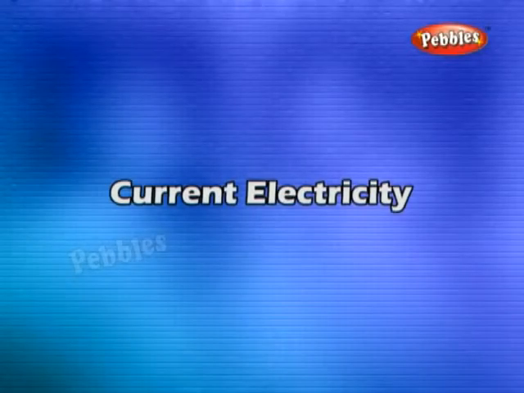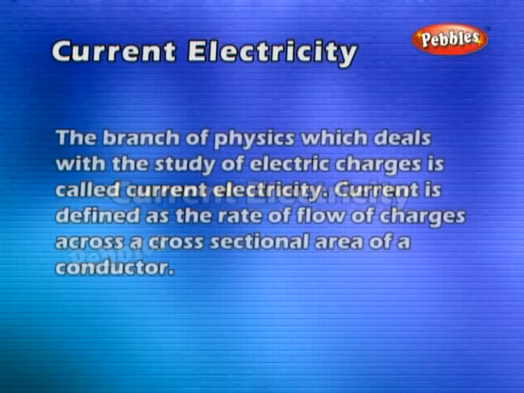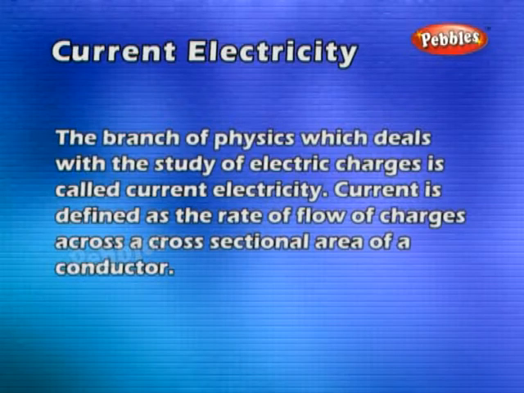Current electricity. The branch of physics which deals with the study of electric charges is called current electricity. Current is defined as the rate of flow of charges across a cross-sectional area of a conductor.